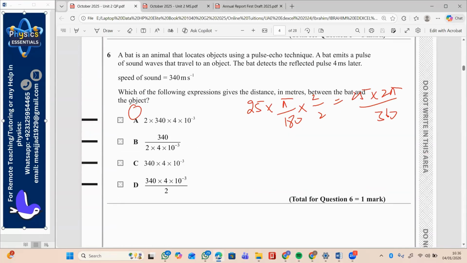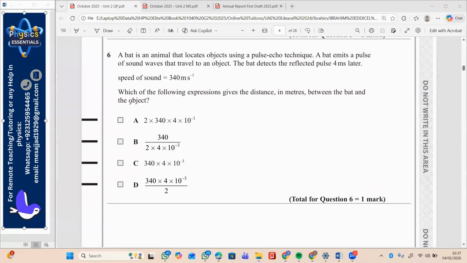A bat is an animal that locates objects using a pulse echo technique. A bat emits a pulse of sound wave that travels to an object. The bat detects the reflected pulse 4 milliseconds later. Speed of the sound is 340 meter per second. Which of the following expressions gives the distance in meters between the bat and the object?